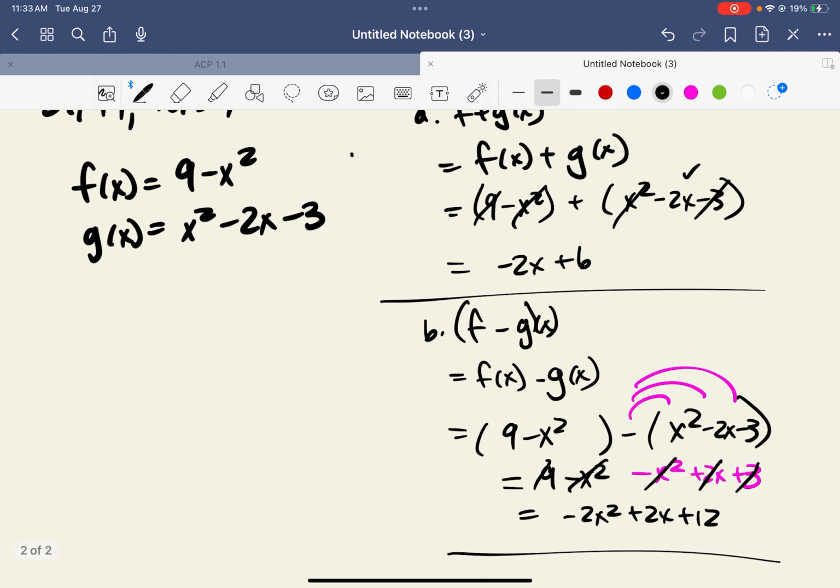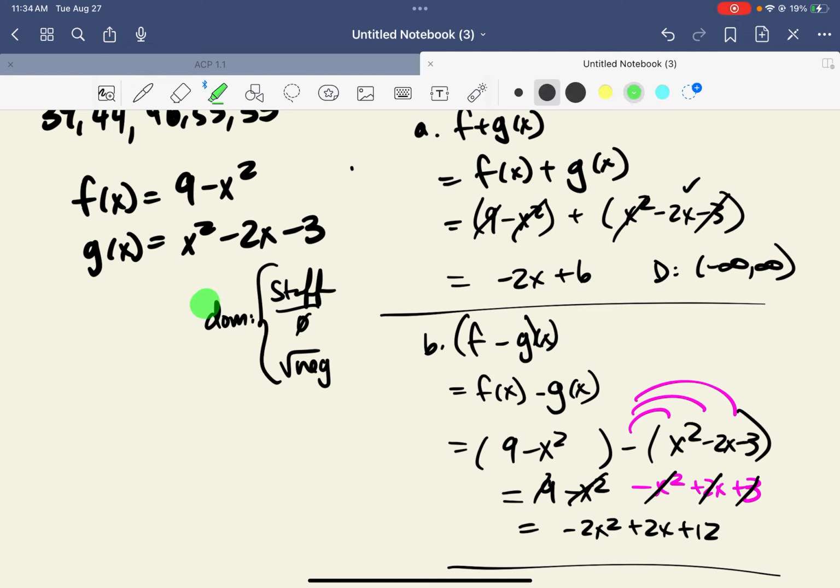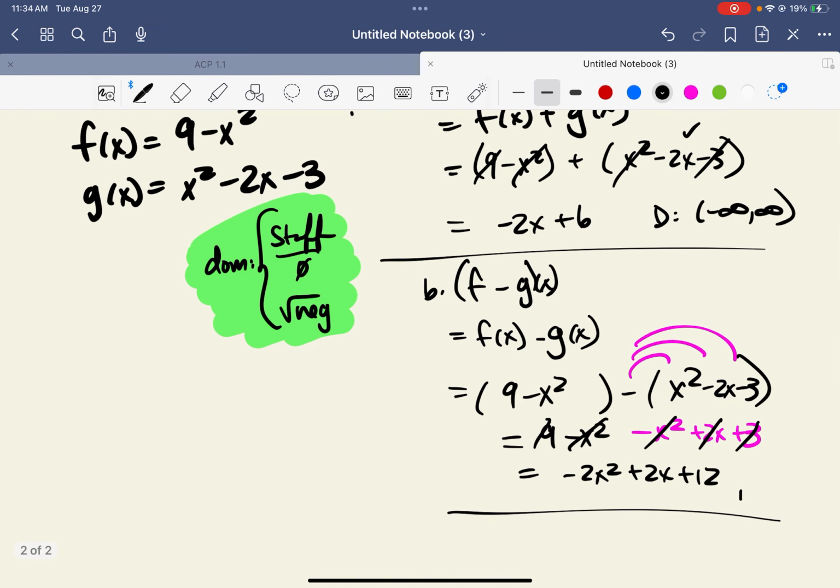But let's go up here with this part A. I forgot to find its domain. I think it's clear that its domain is all reals because you do not have stuff over 0 and you do not have square root of a negative. Those are the two things that you worry about when you're thinking about domain. So neither of those is going to cause a problem here. In this second one, I think the domain is also all reals, negative infinity to infinity.